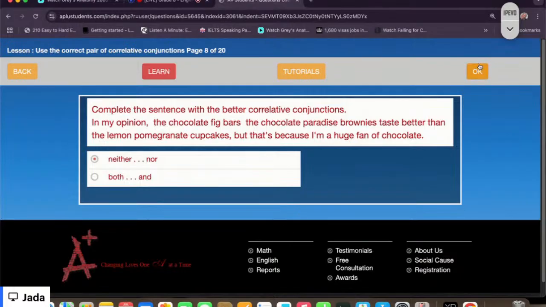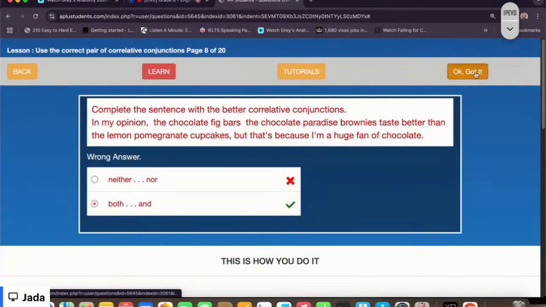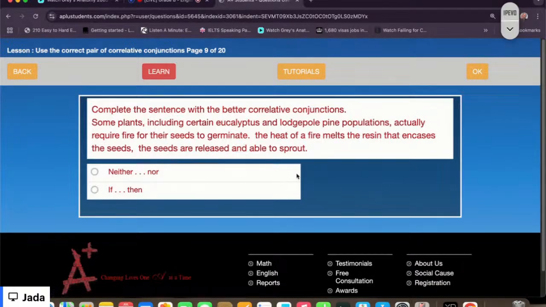So neither the chocolate fig bars, both and, okay, so not neither nor, both and. Some plants, including satin, eucalyptus, and lodgepole pine populations, actually require fire for their seeds to germinate. The heat of a fire melts the resins that encase the seeds, and the seeds are released and able to sprout. First or second?